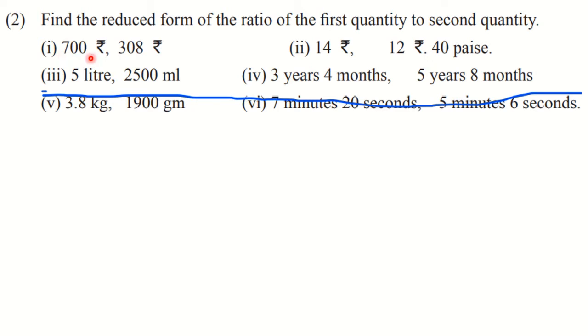Like here you can see that these two numbers have the same unit, that is rupees. So we can find out the ratio directly here. But observe here now, 14 rupees and 12 rupees 40 paise are not in the same unit. So simply we cannot find out the ratio with the given numbers. We have to first convert them to the same unit and then we can find out the ratio.